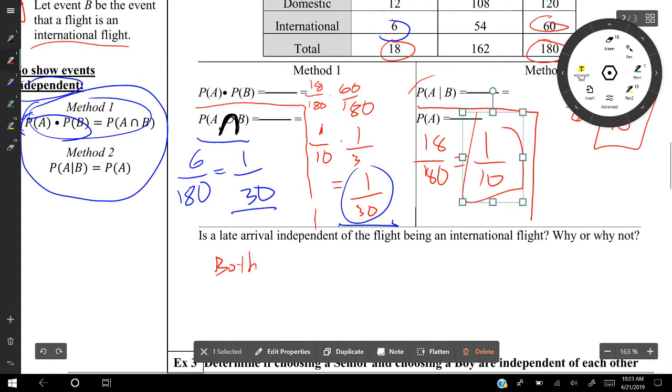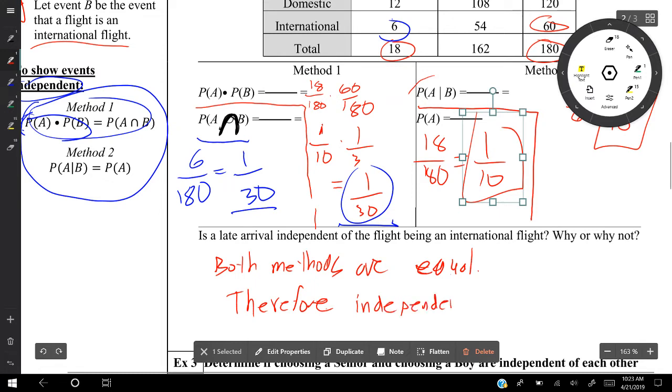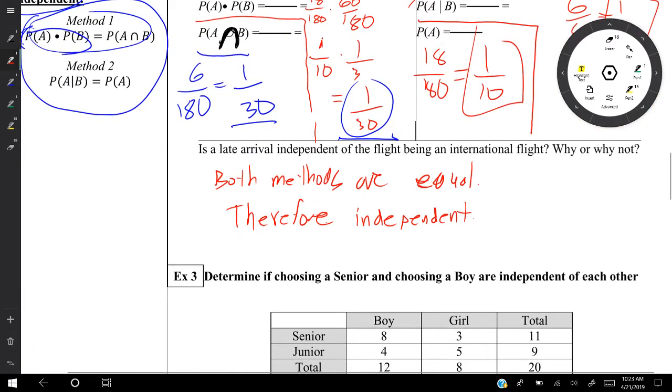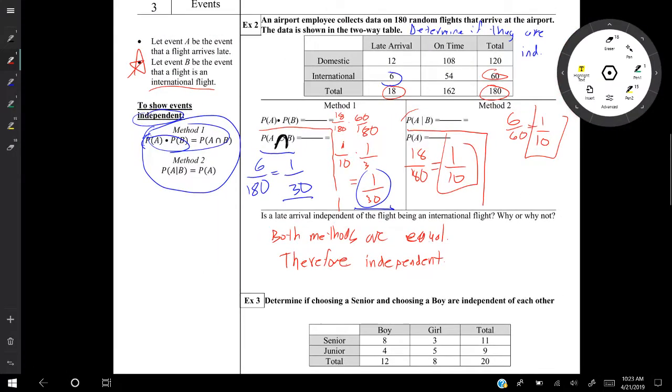Both methods are equal. Therefore, independent. Boom. Let's do it again.